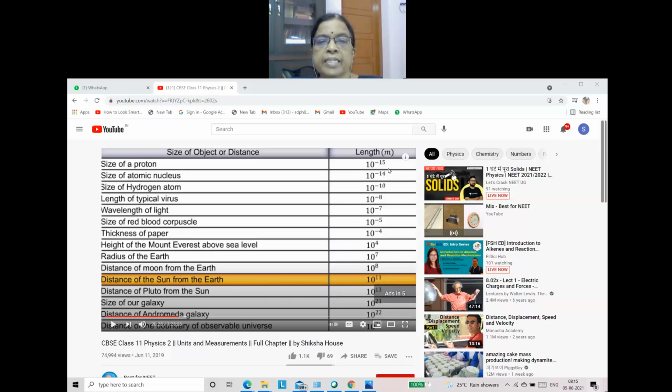See how these distances vary from very, very small distance to very, very big distance. Like the size of galaxy 10 raised to 21. Distance of Andromeda galaxy 10 raised to 22, and universe 10 raised to 24. So the variation of the distance from very, very small to very, very large distances we can see here. See, these pages are in textbook. When you get it, you can study from it. Okay, children?